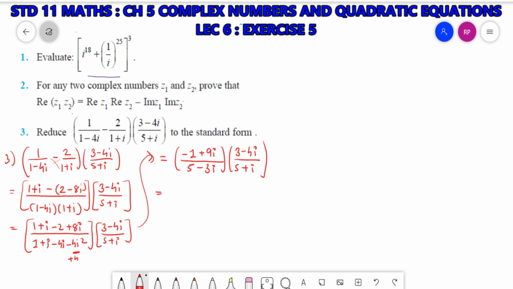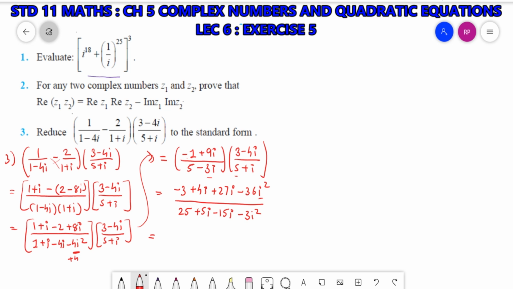Okay, now let's multiply (minus 1 plus 9i) into (3 minus 4i). So minus 1 into 3, minus 3. Minus 1 into minus 4, that is plus 4i. 9i into 3, 27i. 9i into minus 4i, minus 36i square, upon 5 into 5, that is 25. 5 into i, plus 5i. Minus 3i into 5, minus 15i, minus 3i into i, minus 3i square.